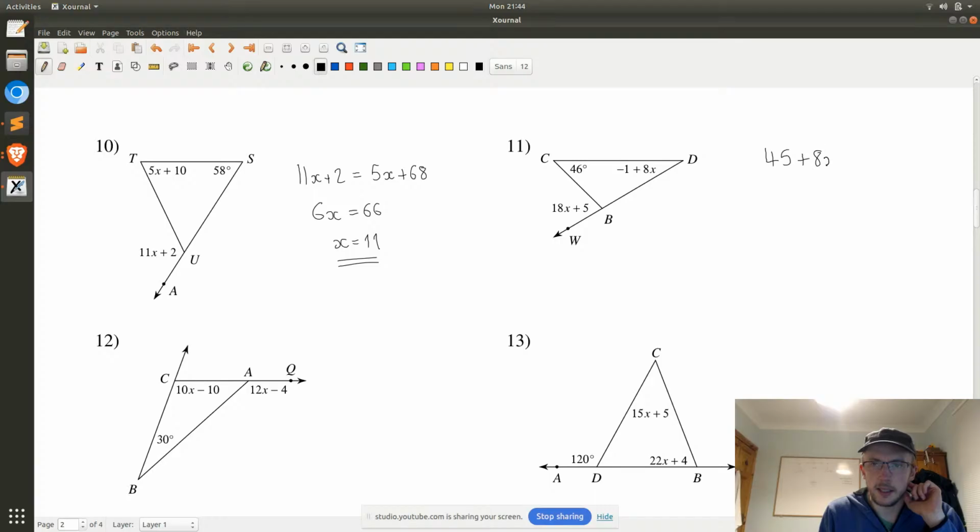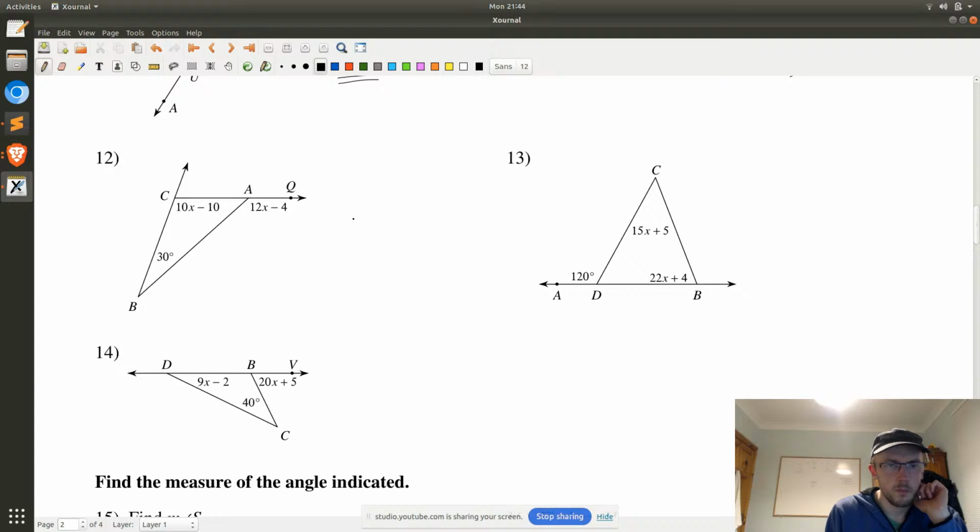45 add 8x must equal 18x add 5. So 40 must equal 10x. So x must equal 4. 12x take 4 must equal 10x add 20. So 2x must equal 16. No, wrong. So 2x must equal 24. So x must equal 12.